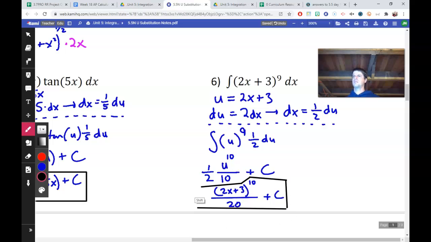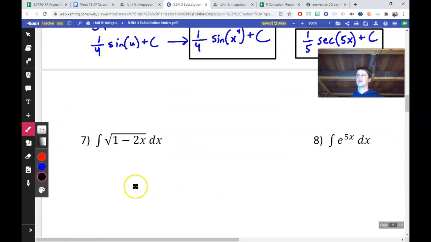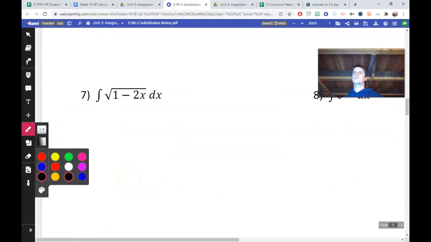Boxing it with this funny shape box. You take the derivative of that and you would see, yes, you get the original answer again. Good practice to do that. I want to move on for the sake of time.